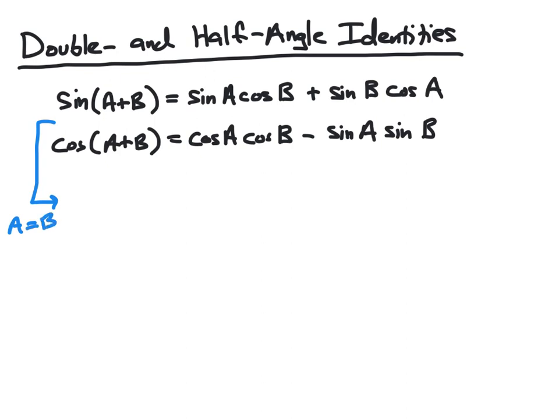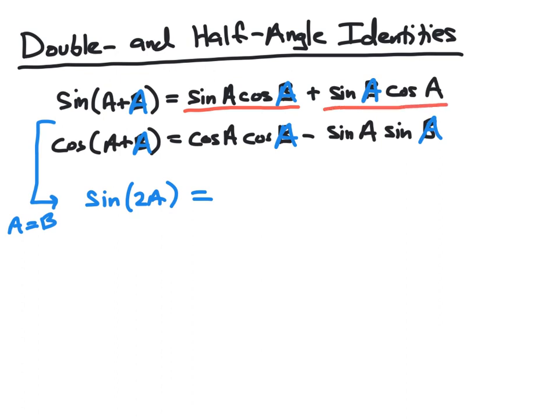In particular, if I replace all of the b's with an a in both of these identities, we obtain this, which we can then simplify. Sine of a plus a will become sine of 2a. On the right-hand side, we have two terms. The first one is sine a cosine a, and the second one is sine a cosine a, which are the same exact term. When we add them together, we get two copies of those, or 2 sine a cosine a.